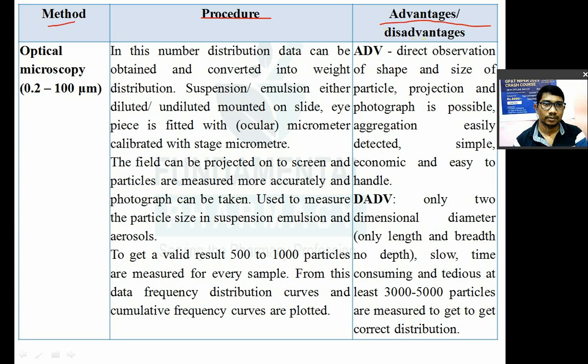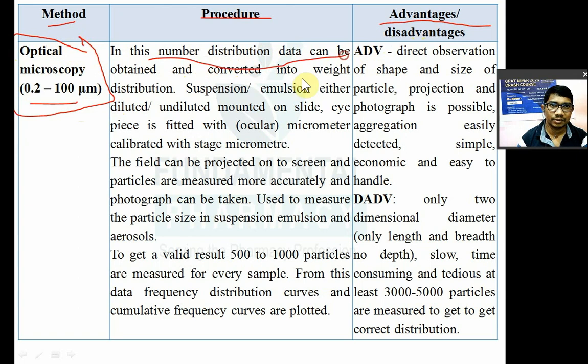तो पहला मेथड कौन सा है आपका? To measure the particle size, the first method is nothing but optical microscopy, and you can measure the particle size in a range of 0.2 to 100 micron. Now in this method, the particle number distribution data can be obtained, and it can be converted into weight distribution data.